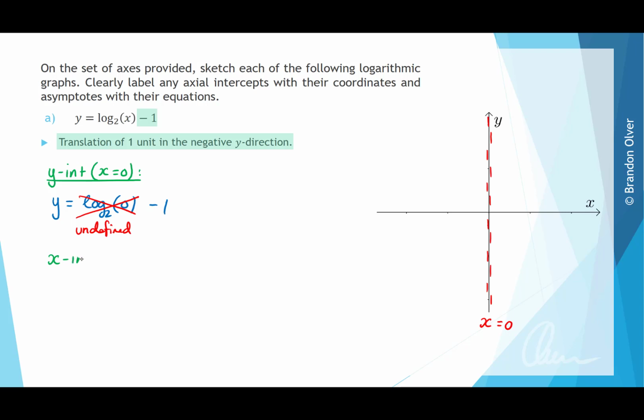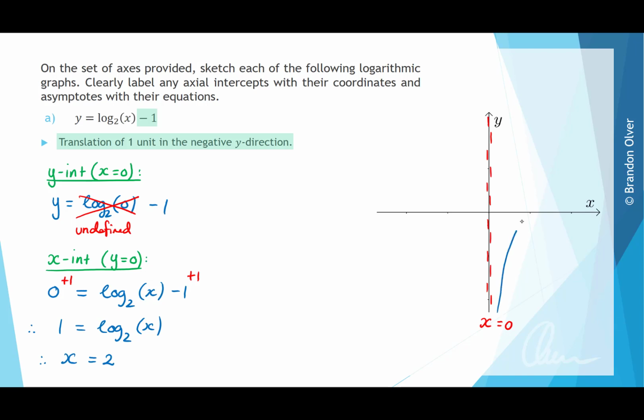So our x-intercept is when y is equal to 0. So we want to solve the equation 0 is equal to log 2 of x minus 1. Adding 1 to both sides gives 1 is equal to log 2 of x. And we know that log 2 of 2 would equal 1. So therefore, x equals 2 is the x-intercept of the graph. Because there's no reflections occurring, our graph is still going to be in this position, where this is the x-intercept, which is at (2, 0).